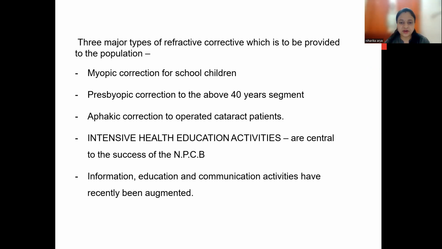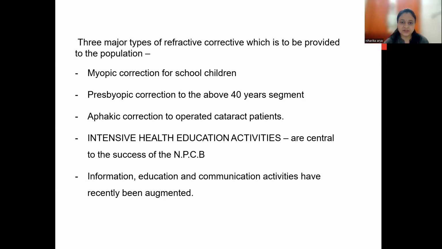Three major types of refractive correction are to be provided to the population. First is the myopic correction for the school children. Second is the presbyopic correction for those above 40 years. Third is the aphakic correction for operated cataract patients. Generally school children are myopic, and if proper glasses are given at the school level, then the chances of worsening refractive error decrease.